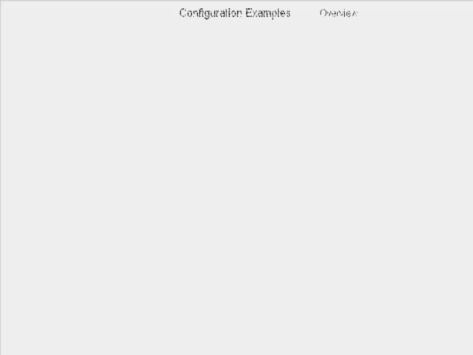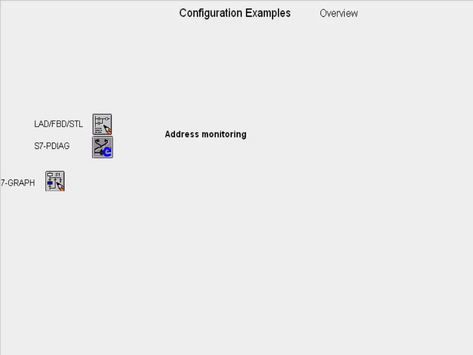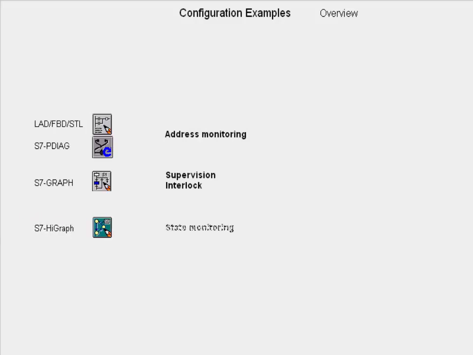In the following, we want to demonstrate a few typical configuration sequences for process diagnostics. We have chosen a brief example for each language. In ladder, function block diagram or statement list, we will see address monitoring using S7pdiag add-on. In S7 graph, we will configure a supervision and an interlock for a step. And in S7 high graph, we will configure a monitoring time in a state.